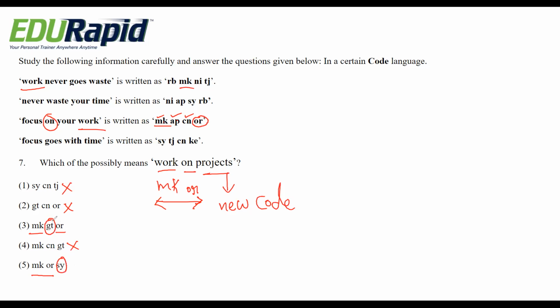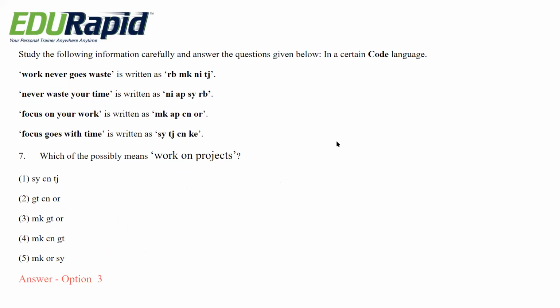In the third option, GT is present. In the fifth option, SY is present. So in this, GT and SY, which one is a new word? SY is present in the fourth sentence. I think GT is not present in all four sentences. Let me check RB, MK, NI, TJ, S, NI, AP, SY, RB, MK, AP, CNOR, S. GT is the new code. So we can say that option 3 is the right answer. Like this, you have to analyze. So option 3 is the right one.